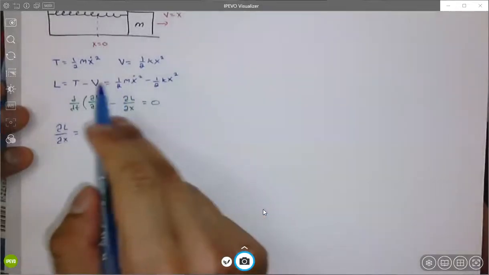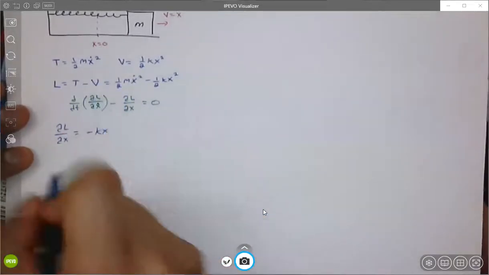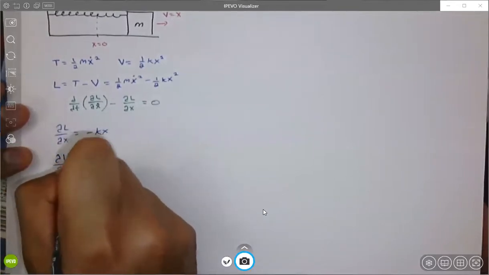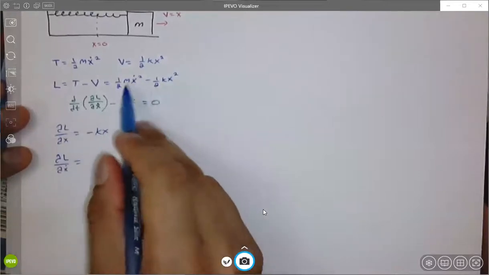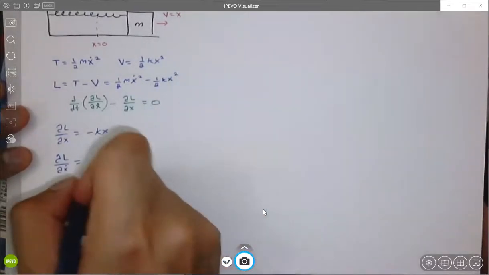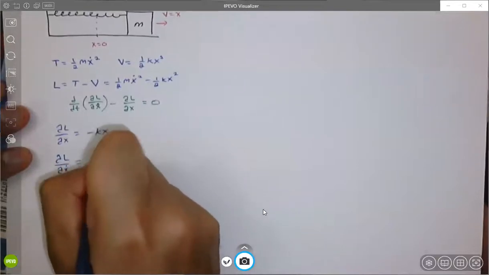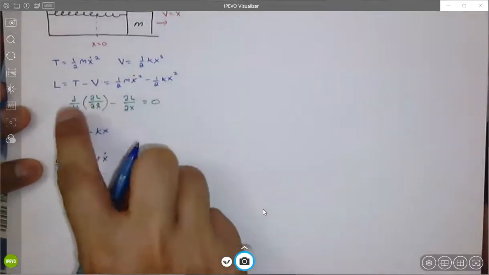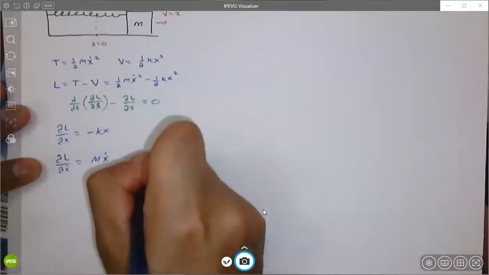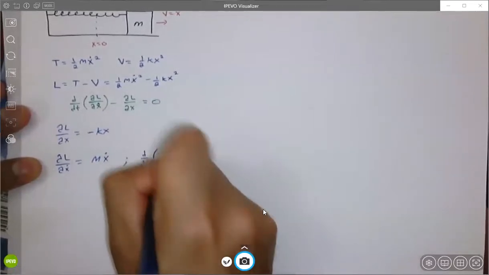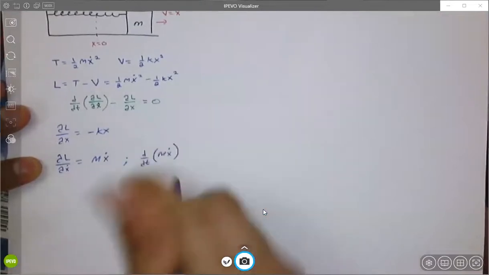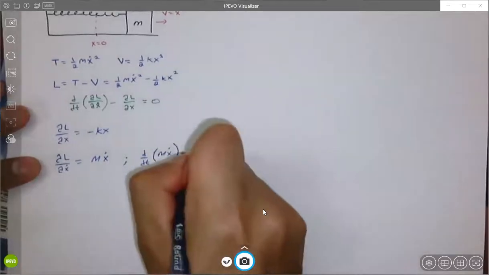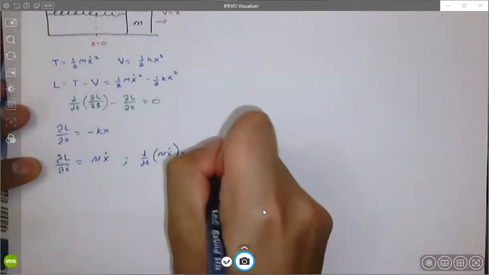Great. What about this term right here? So dL over dx dot is going to equal, well, now we're only interested in x dots. There is no x dot here. That term goes away, and we're left with mx dot. But we can't just finish it there. We need to then take this and do the time derivative of it. So d dt of mx dot, the derivative of velocity with respect to time is acceleration. So this term becomes mx double dot.